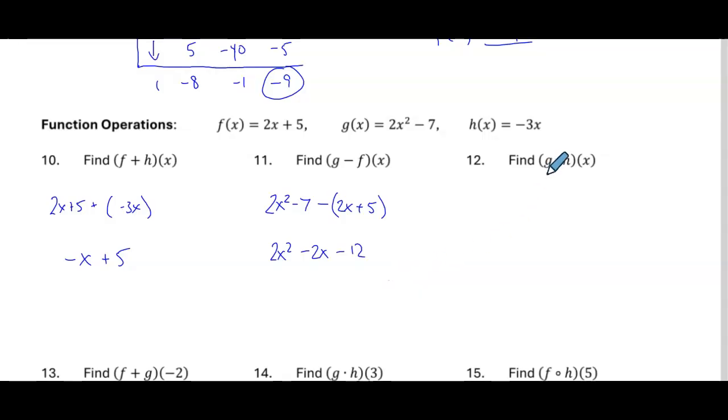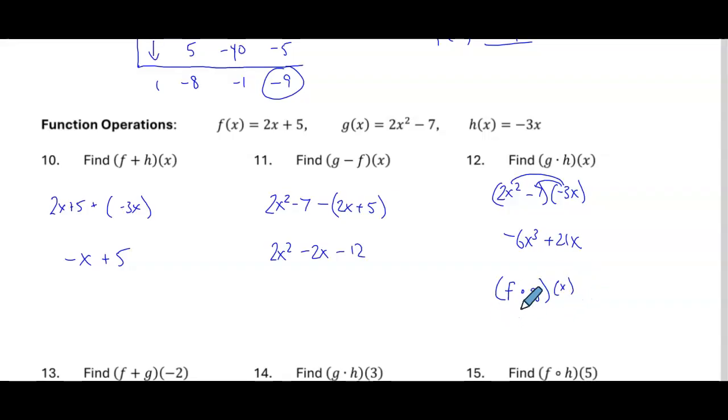Okay, g times h. So that's 2x squared minus 7 times negative 3x. So we can distribute this. Be negative 6x cubed plus 21x. Okay, and I think I'd also like to, at this point, try an f of g. So you can add that in too.